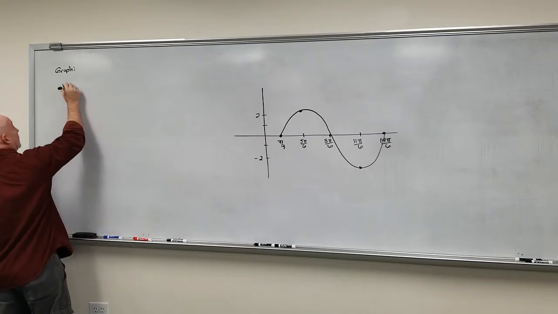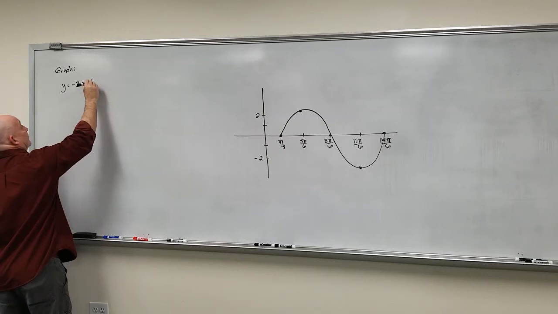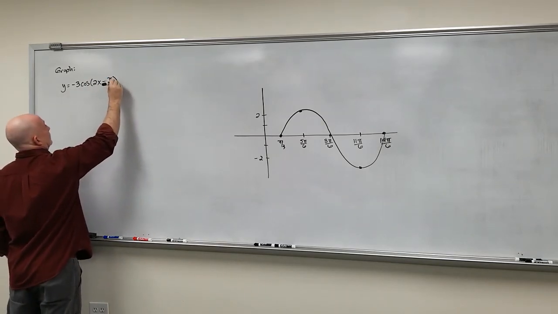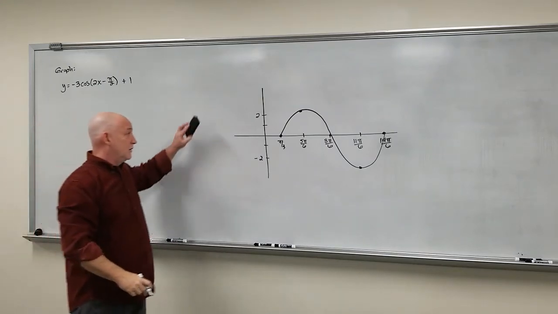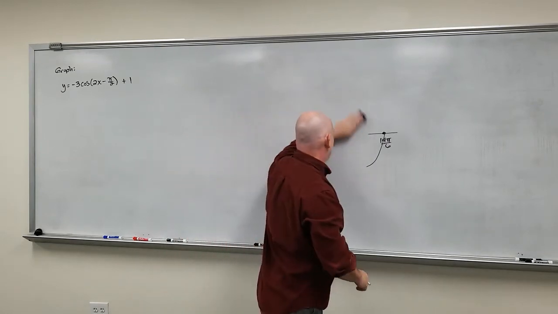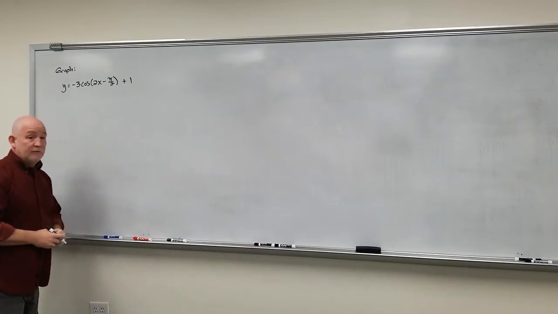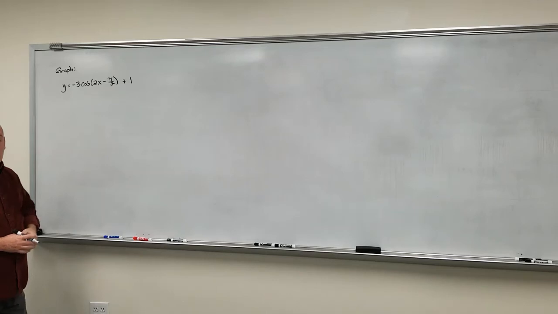Let's say we had -3 cosine of 2x minus pi over 2, plus 1. All right, this is about as complicated as any of these are going to get that you're going to run into when we're first starting to graph these. So we've got a lot going on here. So do me a favor, as you're sitting there working, pause this and see if you can fill out all the information that we're looking for.